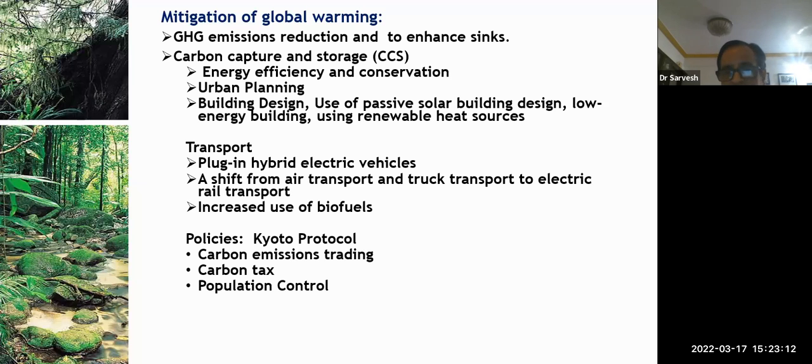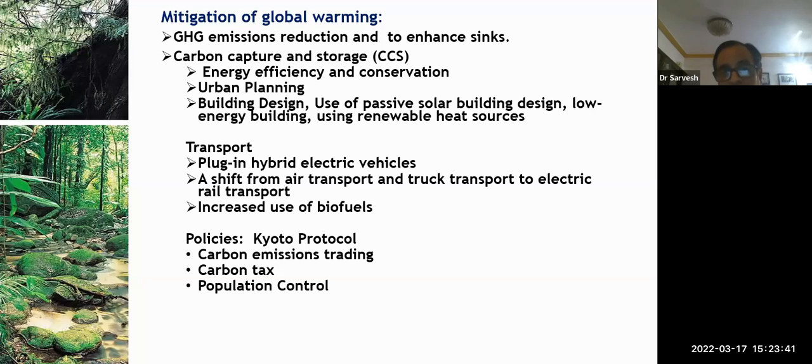Now, shift from air transport to truck transport to rail transport, these are the systems where we can really reduce the concentration of GHG emissions. Of course, increased use of biofuels. So far, it can be blended around 20%, but biofuel, ethanol, and all that, they are also added to the petrol, that is the gasoline.